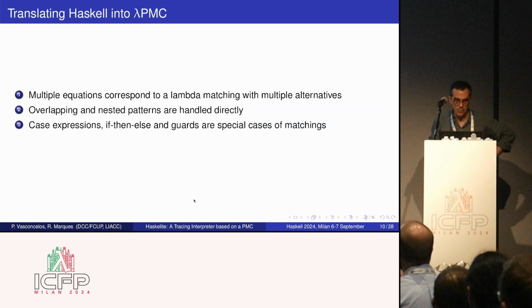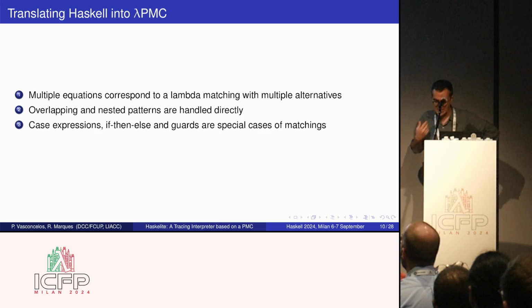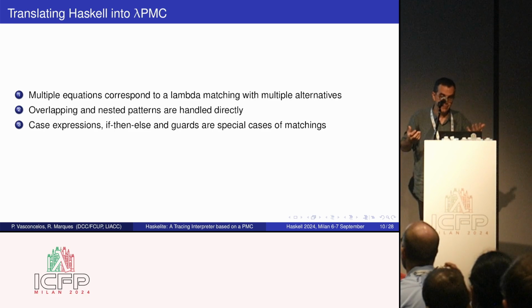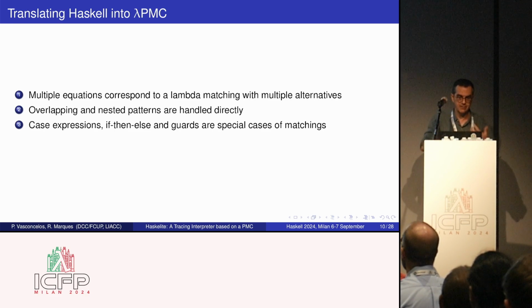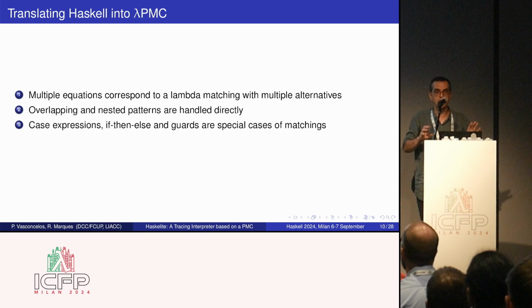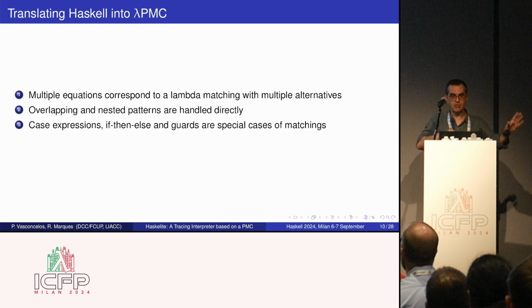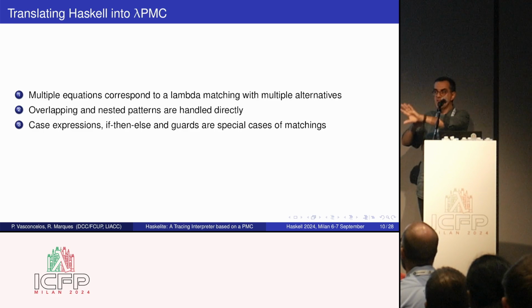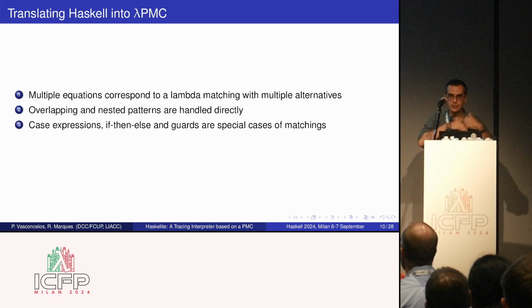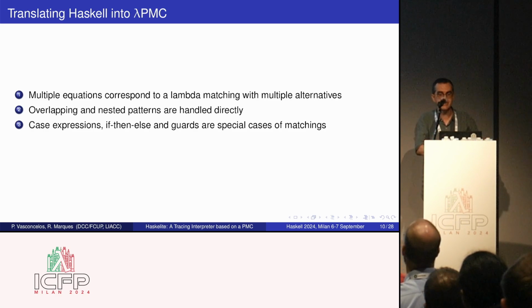So let's look at how this works for translating something like Haskell. So I'm not going to do a formal translation because I would need a formal definition of Haskell, and that's beyond the scope of this work. So the general idea is that the translation is quite straightforward to do. Multiple equations will correspond to a binding with a matching with multiple alternatives. If you have overlapping or nested patterns, you don't change them, you just leave them as they are. Case expressions, ifs, guards are all special cases of matchings.